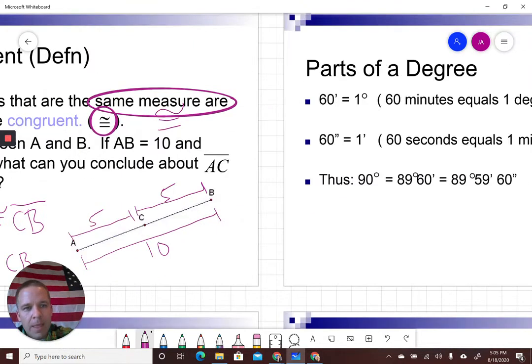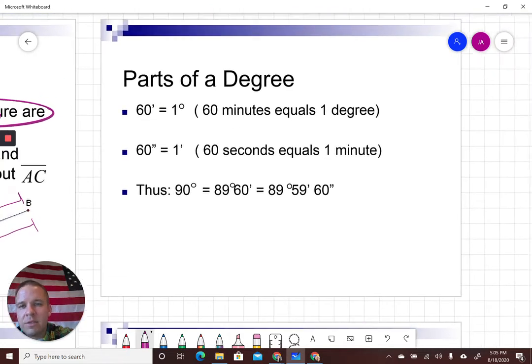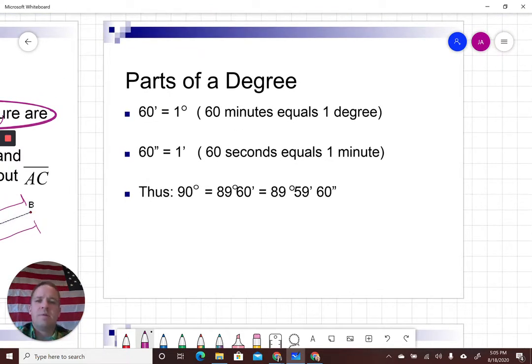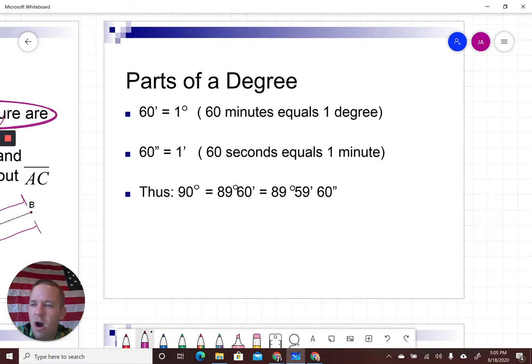All right. Parts of a degree. Total change here, we're moving into angles and how they're measured. Generally speaking, for our purposes, we're going to be talking about degrees of an angle. We're not really going to get too much into the minutes and seconds, but we are going to introduce you to it here. It does come back up in later math classes, and you'll see a few problems with it in your homework.